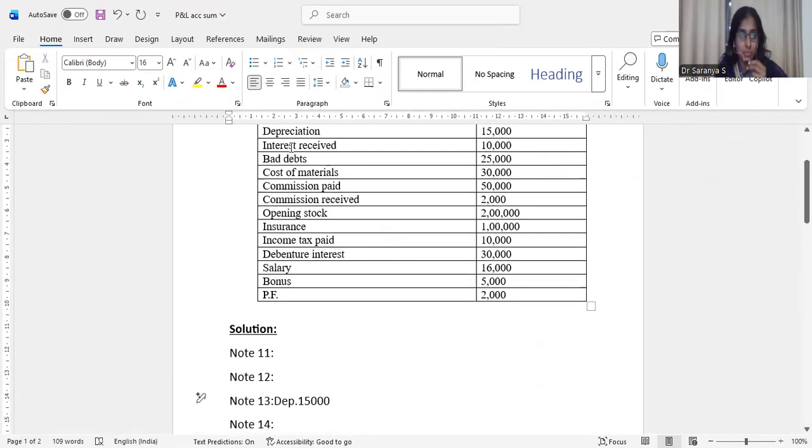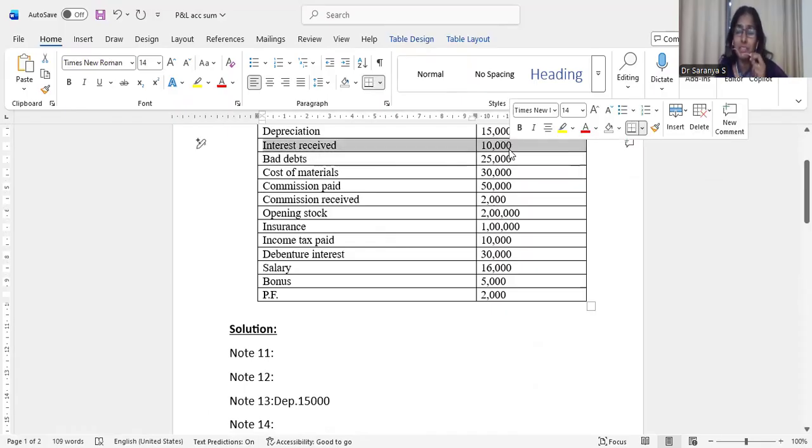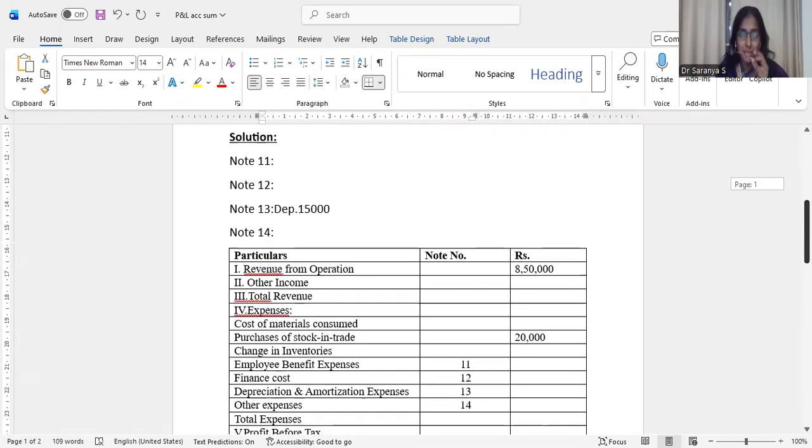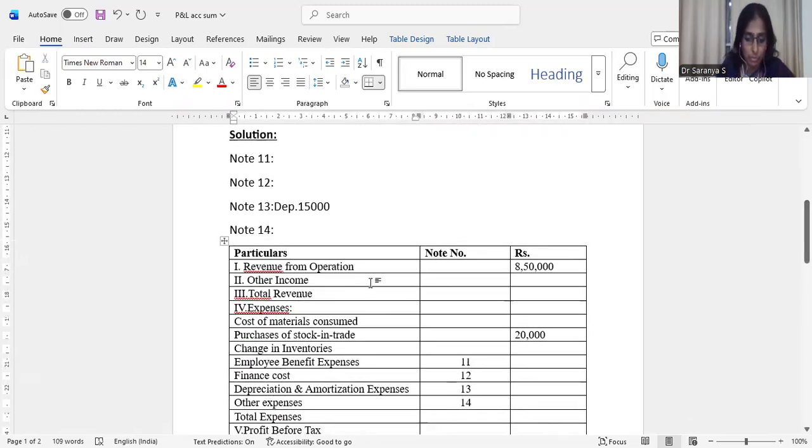The next item we have is interest received, 10,000. This interest received is nothing but other income. We may have other income also; apart from interest received, we may have other items. As of now, I'm writing 10,000 here. Interest received is 10,000, which is other income.